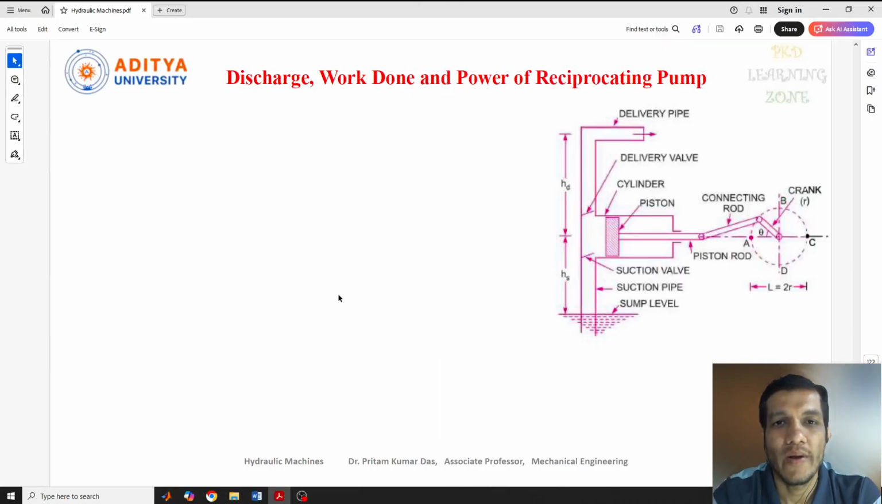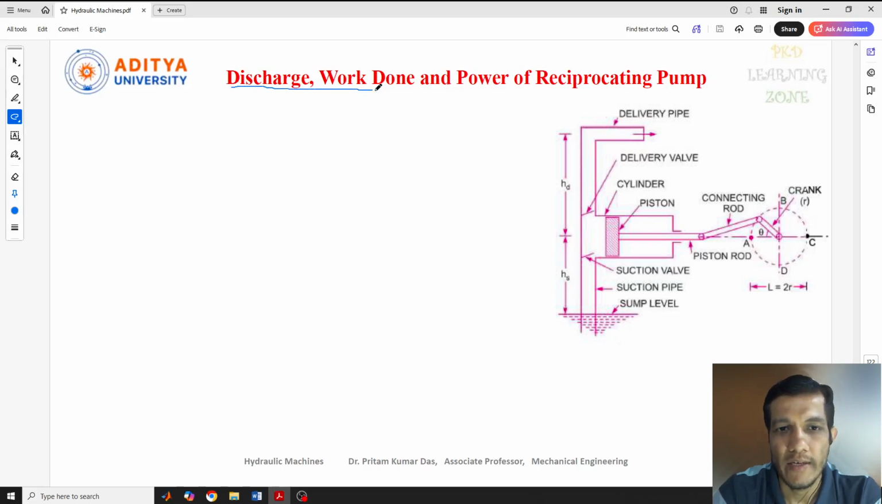Hi everyone, welcome to this new lecture of hydraulic machines. In this lecture, we will derive the equation for discharge, work done and power required to drive a single acting reciprocating pump. In our last lecture, we have seen the working principle of the reciprocating pump. Now we will derive the equations for that.